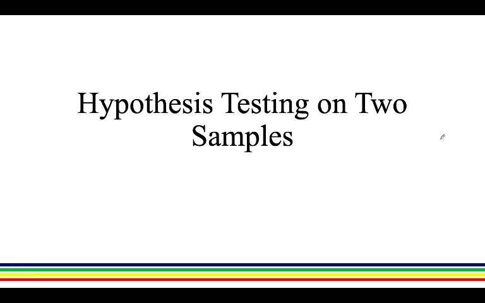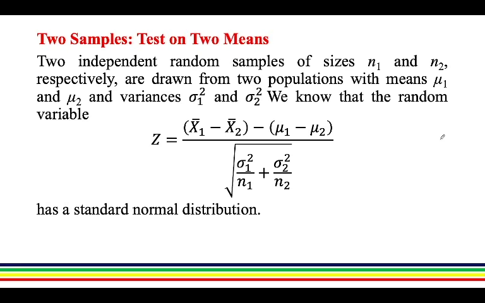Hello everyone. In this video, we're going to be discussing the topic of hypothesis testing on two samples. And this is quite different in steps from hypothesis testing with only one sample at hand. The main difference between the two is that we will be considering two samples, and with that the formula for the z and t value that we will be calculating will also change.